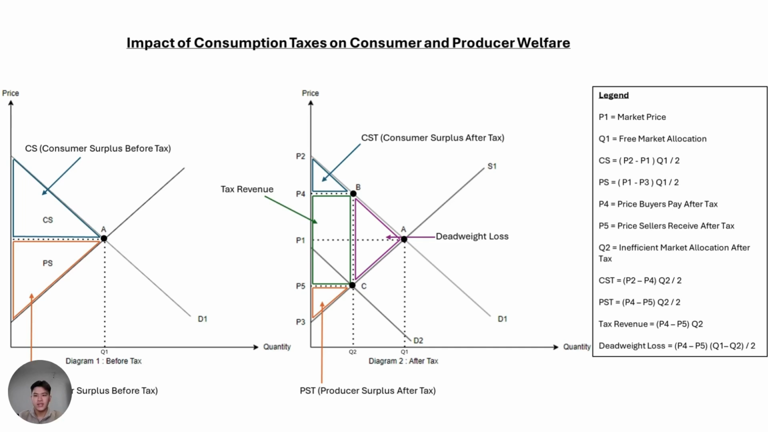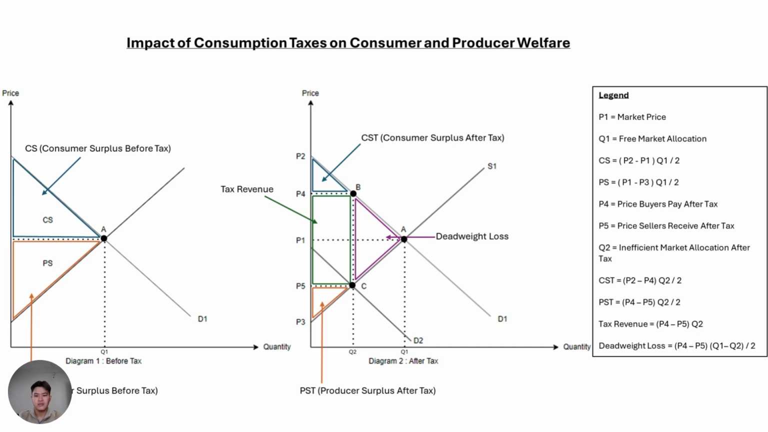Firstly, we will dive into the impacts of consumption taxes on consumer and producer welfare. As we can see in diagram 1 on the left, the consumer surplus is the blue triangle area above the price level and below the demand curve. It represents the benefit consumers get from purchasing the good at a lower price than they are willing to pay. The producer surplus is the orange triangle area below the price level and above the supply curve.